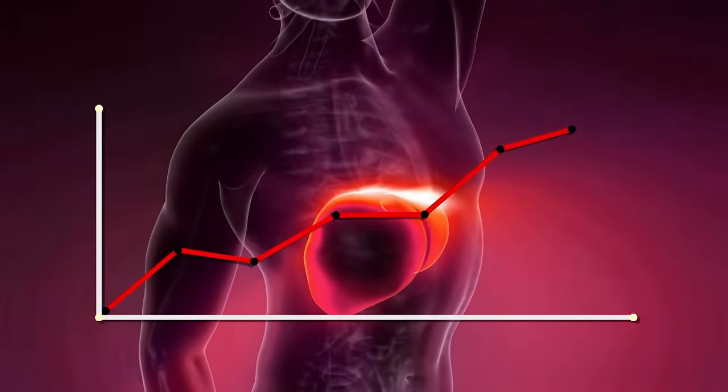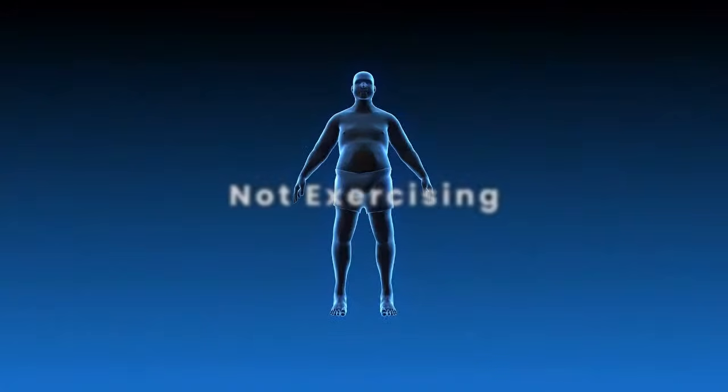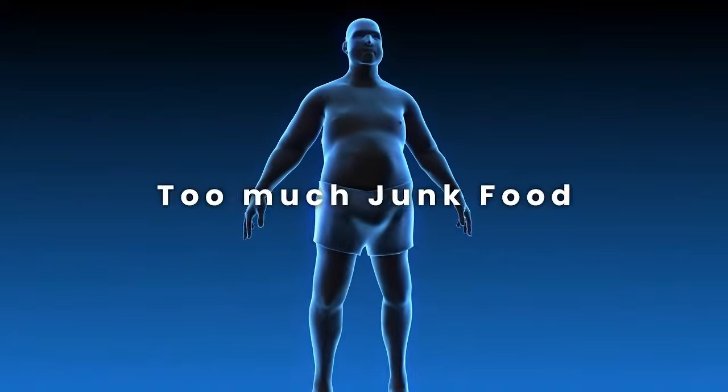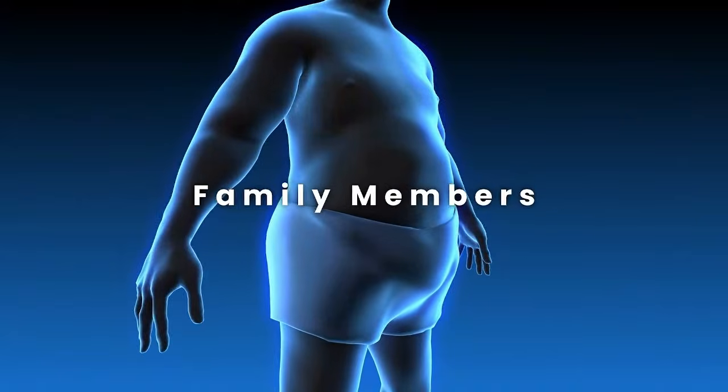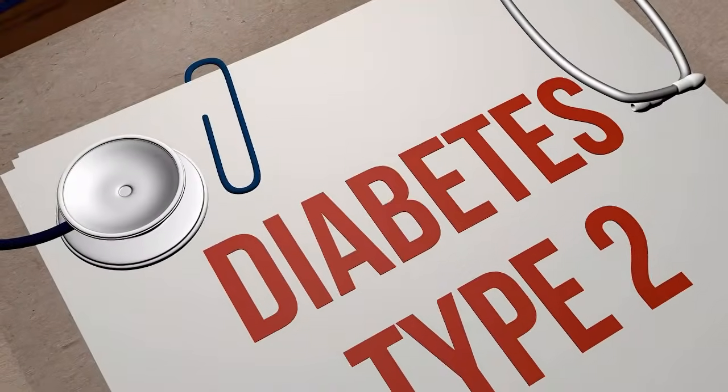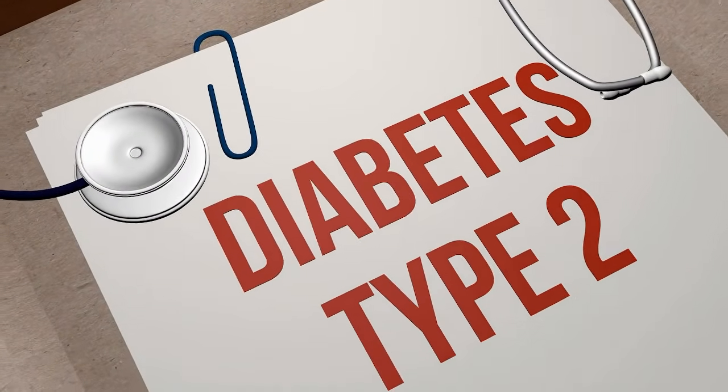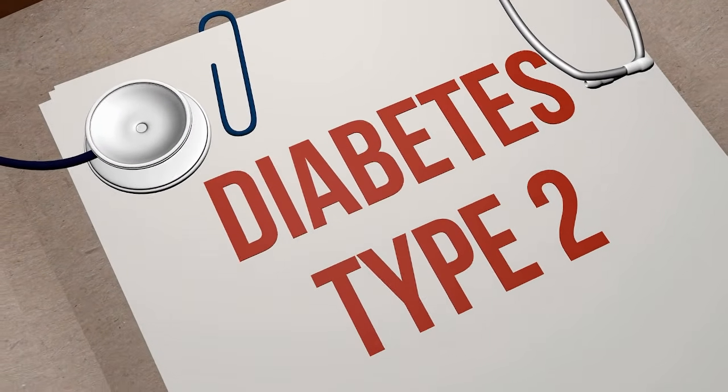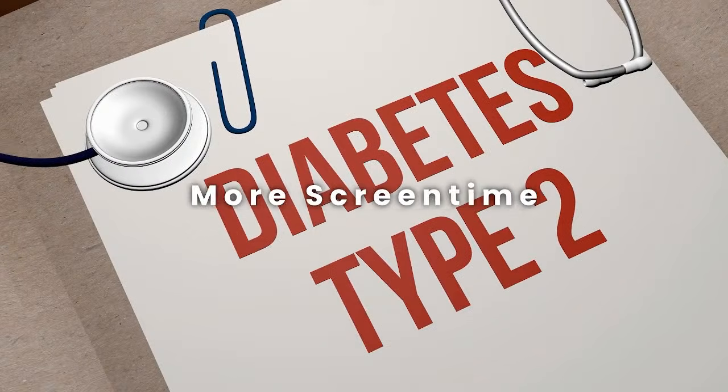Type 2 diabetes is often related to being overweight, not exercising enough, eating too much junk food, or having family members with diabetes. Adults usually get type 2, but more kids and teenagers are getting it now because modern lifestyles involve more screen time and less physical activity.